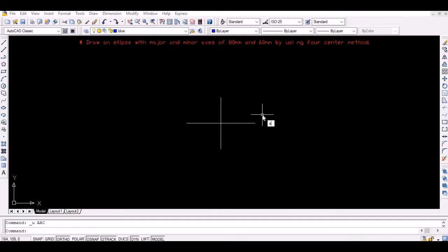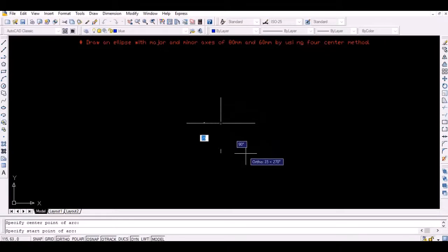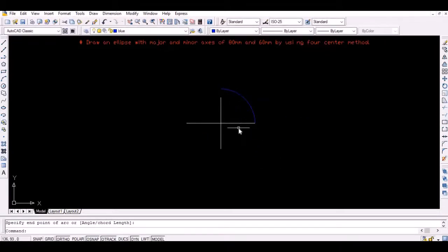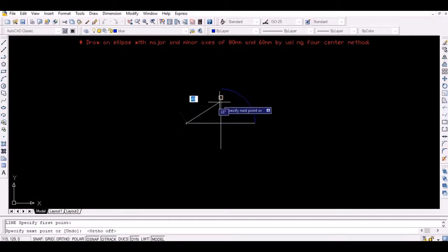Now, draw an arc, with center at midpoint of either of major and minor axis, and radius equal to half the major axis to intersect the extended minor axis. Then, draw a line to join endpoints of major and minor axis as shown below.